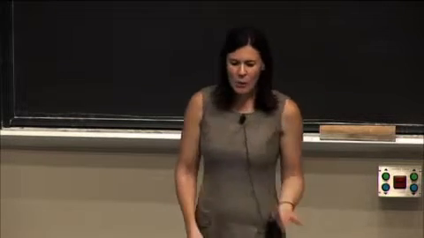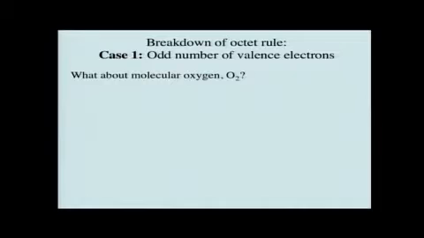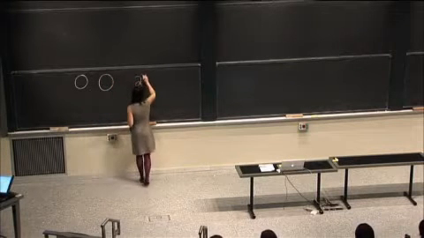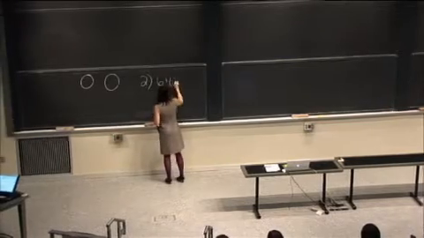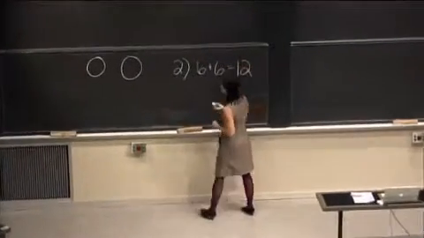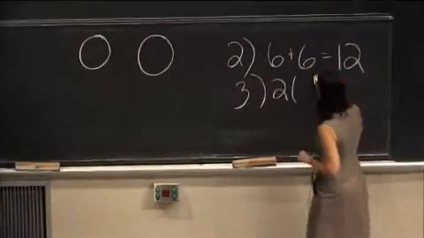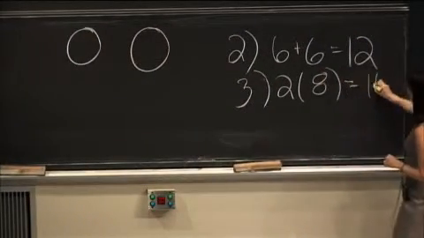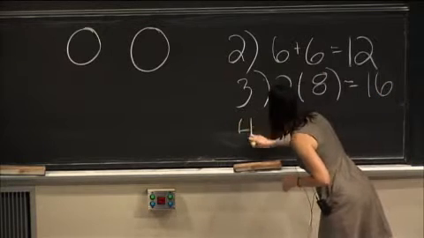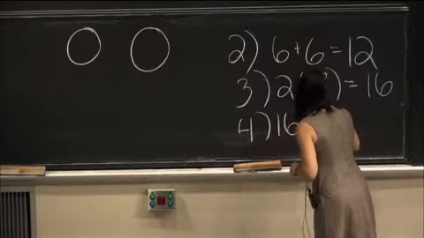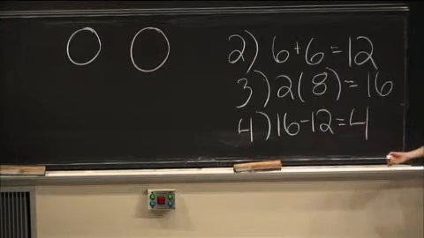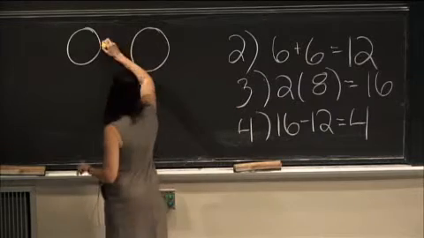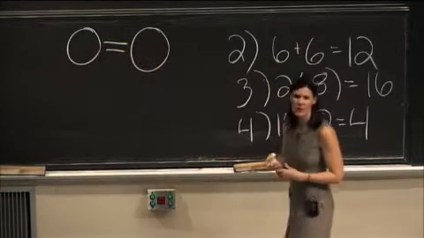All right, so let's talk about one more example in terms of the breakdown of the octet rule with radicals. Let's think about molecular oxygen. So let's go ahead and quickly draw this Lewis structure. We have O2. The second thing we need to do is figure out valence electrons. 6 plus 6, so we would expect to see 12. For a complete octet, we would need 8 electrons each, so 16. So in terms of bonding electrons, what we have is 4 bonding electrons. So we can go ahead and fill those in as a double bond between the 2 oxygens.